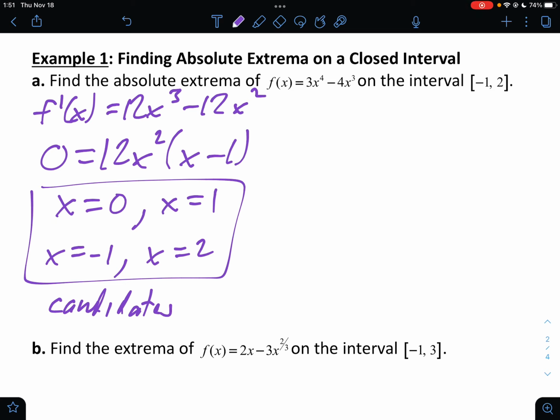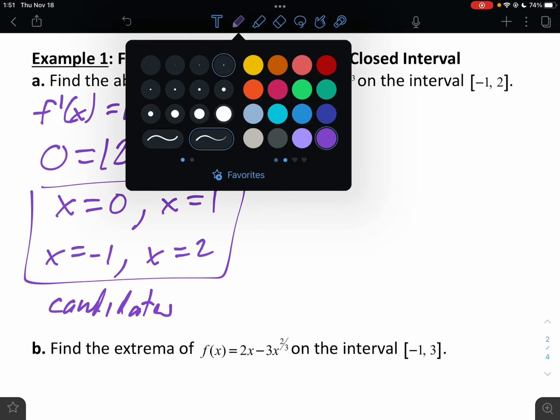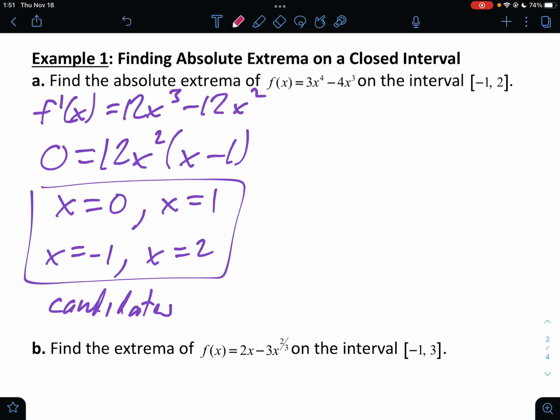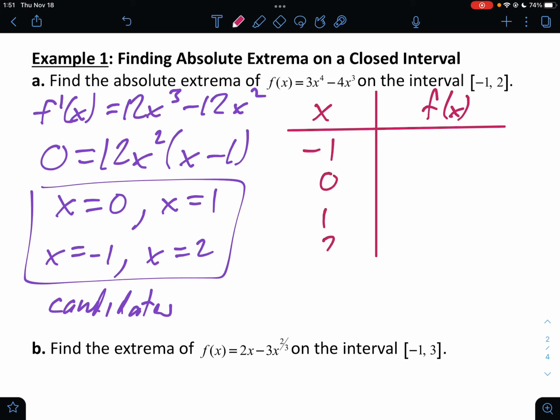So at this point, all we're going to do is make a little table, a little x versus f of x table. And if you want to make a vertical table or a horizontal table, whatever is fine. And I'm going to write down all my candidates here in numerical order. Doesn't really matter. I mean, no one's grading your table. It's like no one grades your sign charts, but it's nice to keep things organized. And we're going to find the y values of each of those, okay?